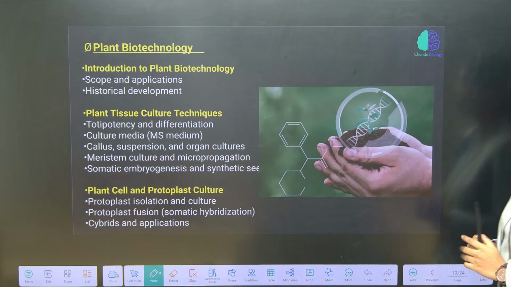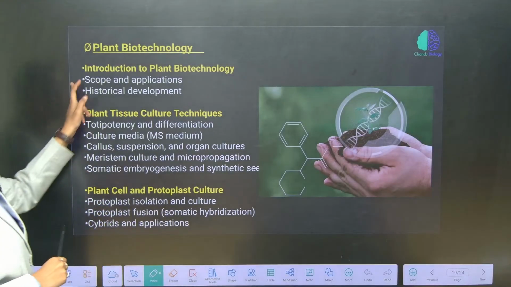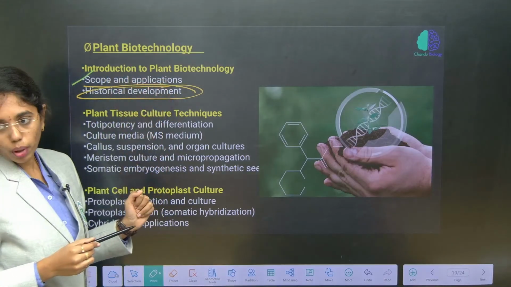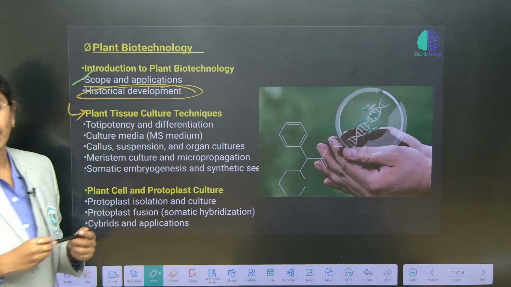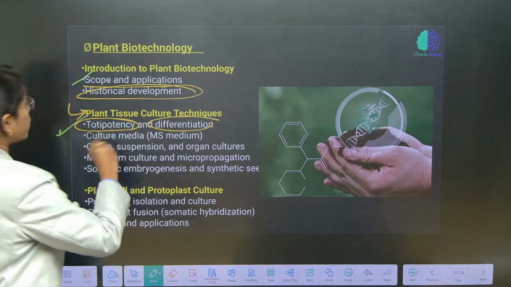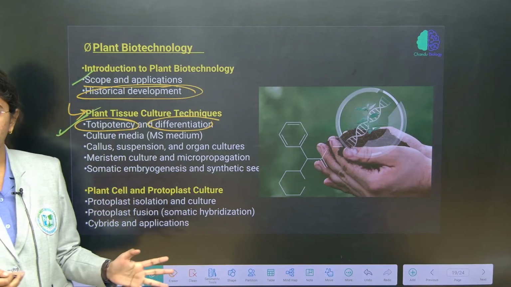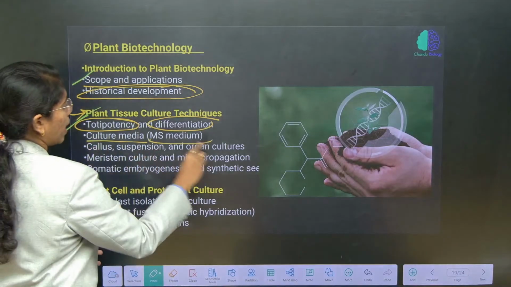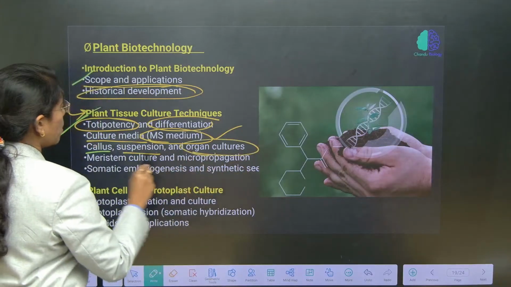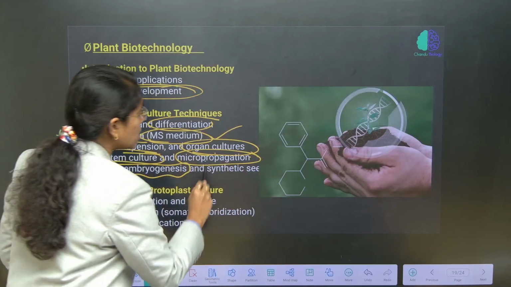Fine. So, here plant biotechnology, introduction to plant biotechnology is important. Here scope and applications. Historical development is again a general note, but scope and applications important. And here plant tissue cultures, what you have to learn? First you have to have a basic knowledge on totipotency and differentiation. What type of cells are totipotent, where they can give rise to different cell lines, different patterns of development. And here culture medium, MS medium consists of what composition, followed by callus, suspension, organ cultures, meristem culture, micropropagation, somatic embryogenesis and synthetic seeds.